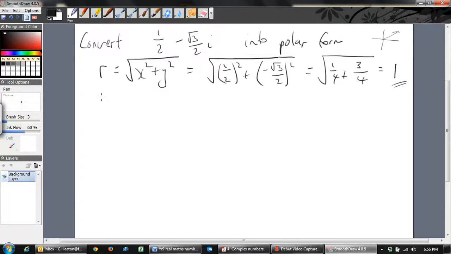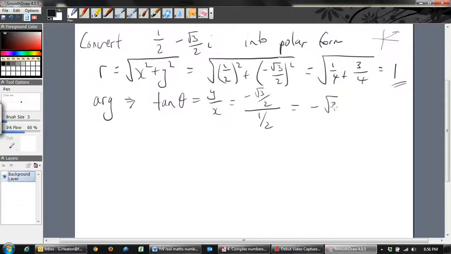Fantastic. And the other part of the thing, we need to find the argument. Let's just figure out what the argument is. It was tan theta equals y over x, in other words, the imaginary part over the real part. So that's negative root 3 over 2 over half. Those 2's cancel and we get negative root 3. So tan theta is equal to negative root 3.